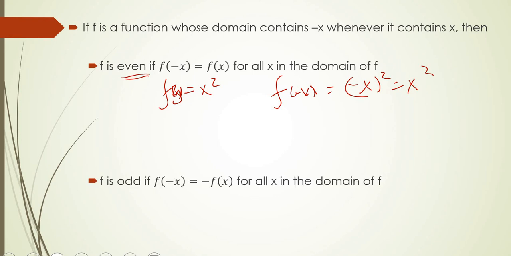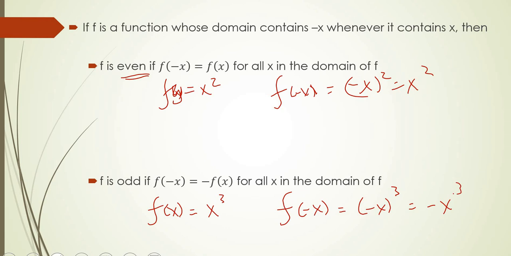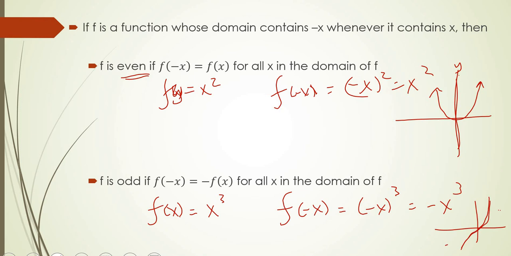A function is odd if when I plug in -x, I get the opposite. So let's do x cubed. If I plug in f of -x, when I cube a negative number, I get a negative function. So x cubed is odd. Let's look at our graphs again. X squared looks like this, symmetric around the y-axis. X cubed looks like this, symmetric from opposite corners or symmetric around the origin.